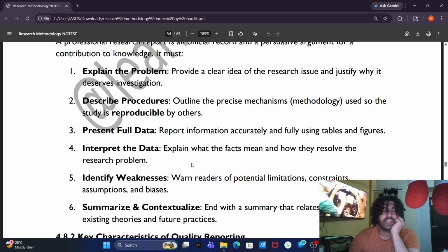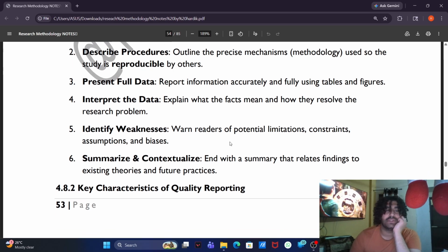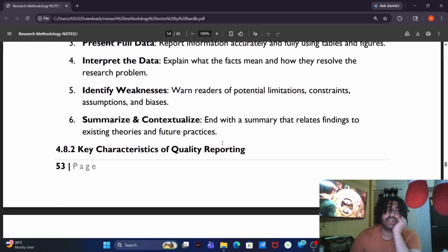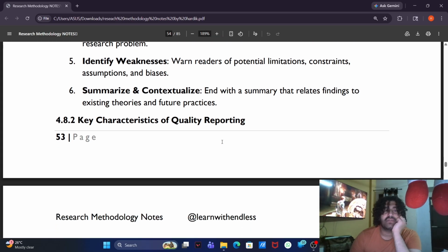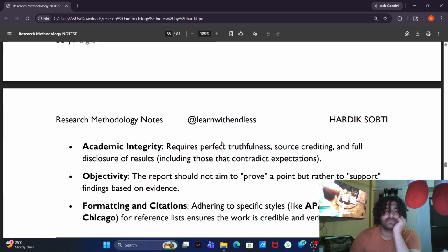Interpret the data. Explain what the facts show and how they resolve the research problem. Identify weaknesses. Warn readers of potential limitations, constraints, assumptions and biases. Summarize and contextualize, a summary that relates findings to existing theories and future practices. Next subtopic, key characteristics of quality reporting.